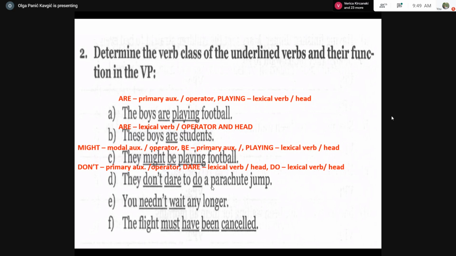Wait. Excellent. So need here is the modal auxiliary, and at the same time, you see, it already does something with not. If it's the only auxiliary, like don't, it's the operator. Operator, excellent. So needn't is the modal auxiliary functioning as the operator, and wait is the lexical verb and the head of the phrase. Good.